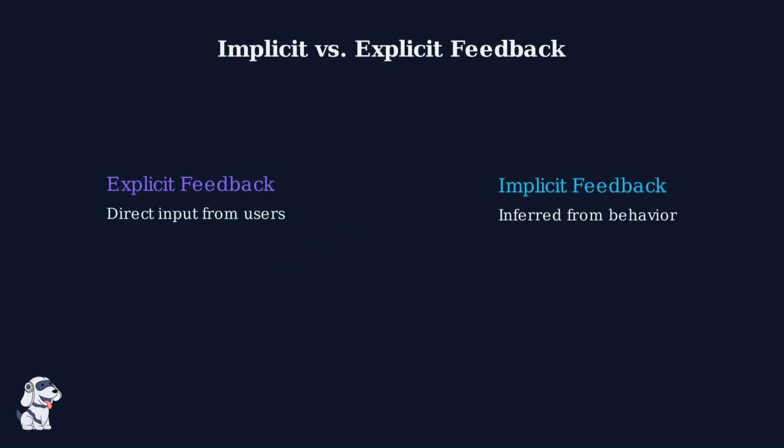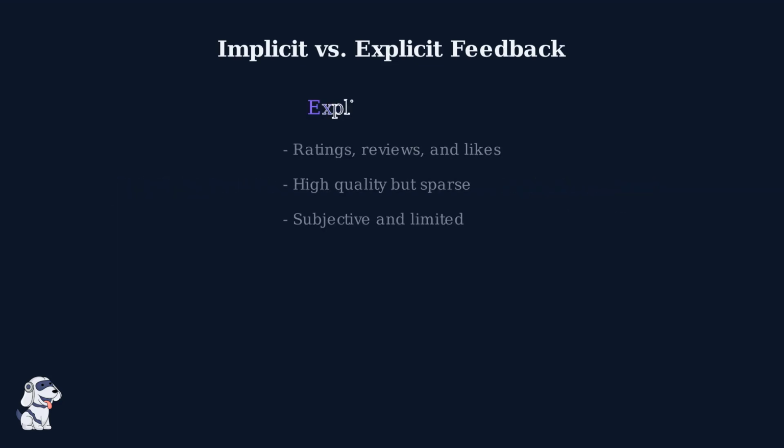Recommendation systems gather preference data through two primary channels. Explicit feedback involves direct user input, while implicit feedback is derived from natural user behavior. Explicit feedback is highly accurate but limited in volume. Users rarely rate every item they interact with, creating a sparse data environment.